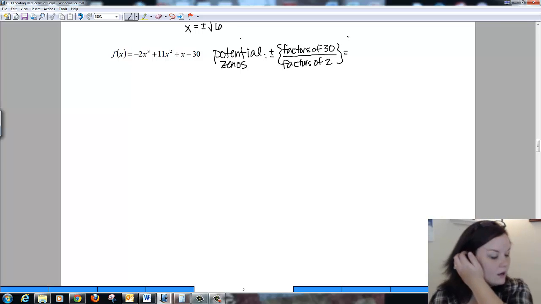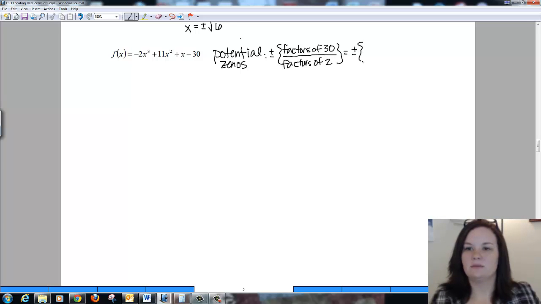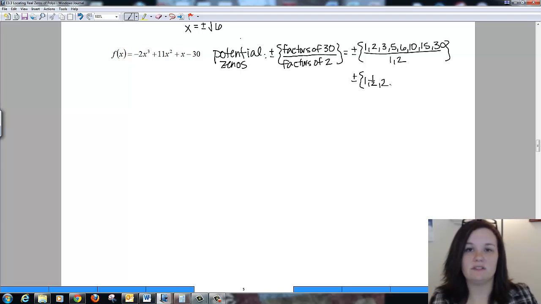This one I'm going to write out because it might simplify a little bit. Plus or minus everything that goes into 30 would be 1, 2, 3, 5, 6, 10, 15, and 30, all over the factors of 2, so 1 and 2. Now I'm going to simplify by writing them all out. 1 divided by 1 is 1. 1 divided by 2 is 1/2. 2 divided by 1 is 2. 2 divided by 2 is 1, which we already have, so we don't have to list repeats.